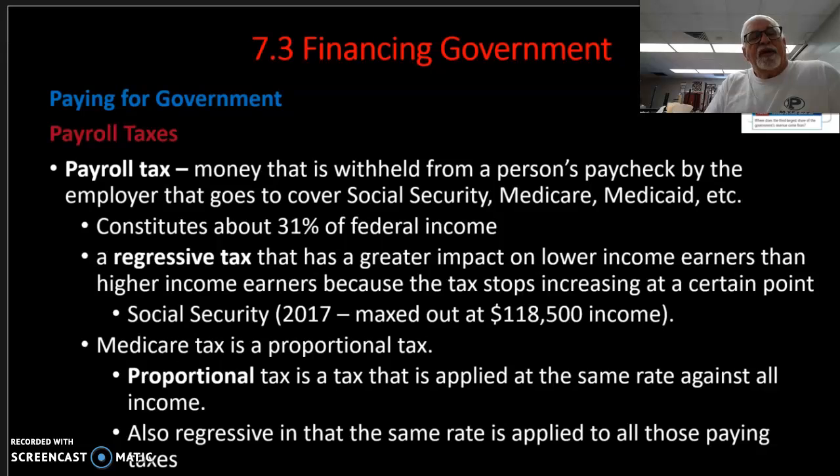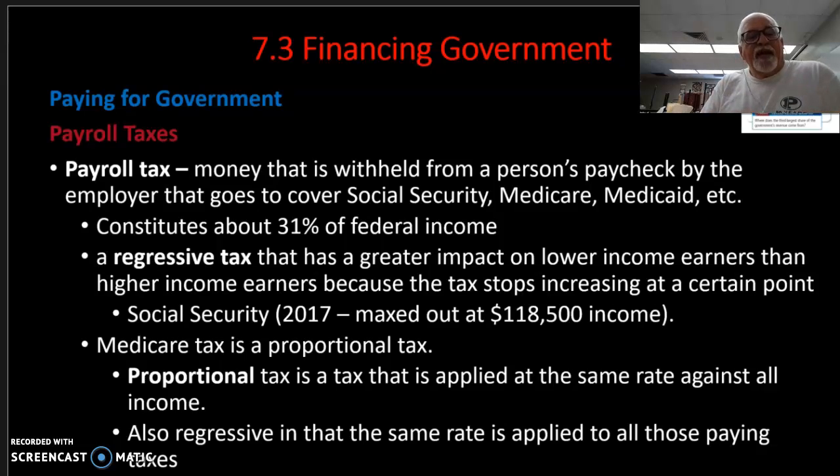For instance, let's take Social Security. It maxes out at $118,500 income. So if I make $100,000 income, I pay the same percentage as someone who makes $30,000. Now I pay more taxes, but it's the same percentage. That is called a regressive tax as opposed to a progressive tax. You want to make sure you understand the difference between a regressive tax and a progressive tax.